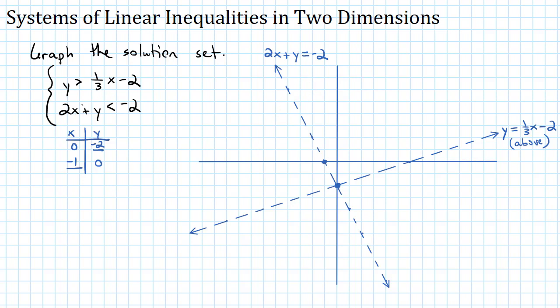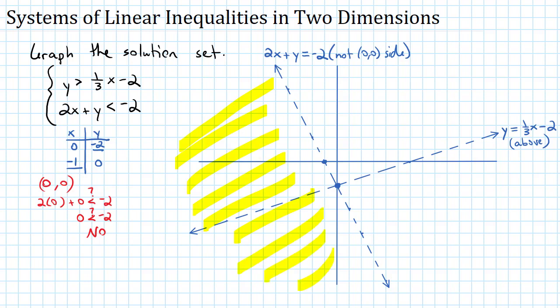And the easiest way to do that here is with a test point. So I'm going to use the origin for my test point. If I plug in 0, 0, I get 2 times 0 plus 0, and I'm asking, is that less than negative 2? In other words, the left side, if I simplify it, 0 plus 0 is 0. Is 0 less than negative 2? And the answer is no. So that means I'm not going to shade the 0, 0 side. The origin's right here, so I don't want to shade that side of this boundary line, I would shade this side.